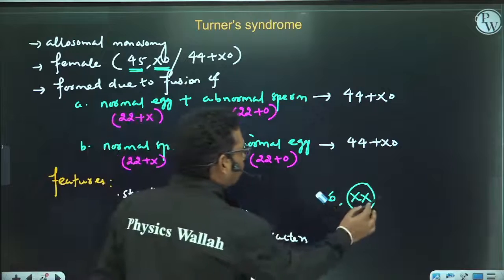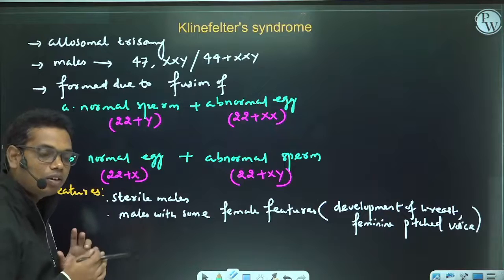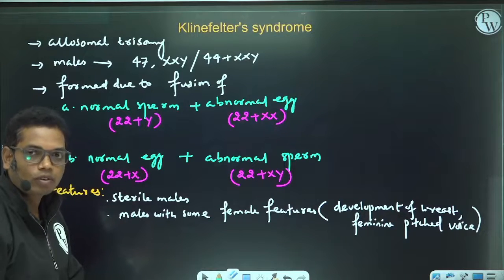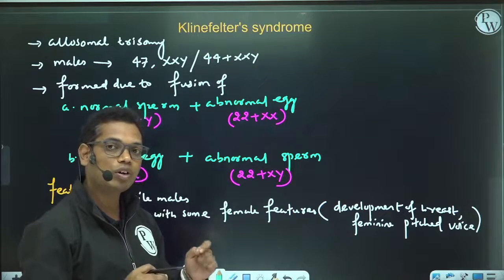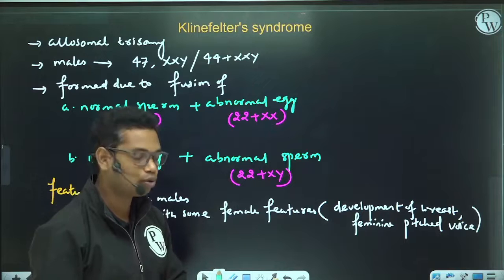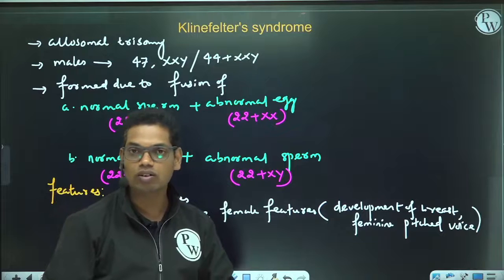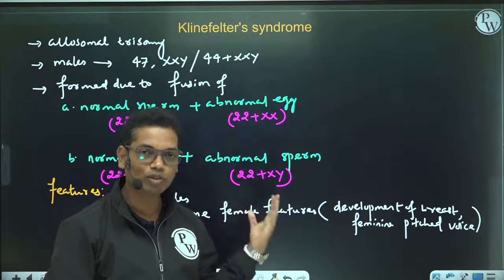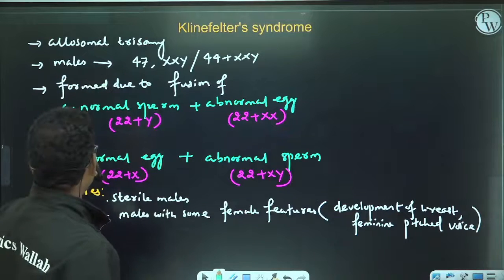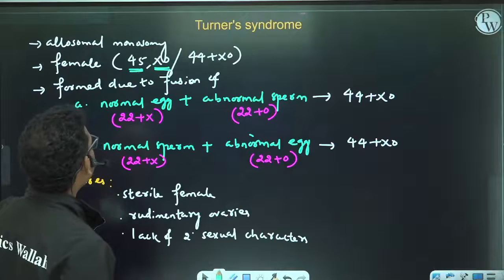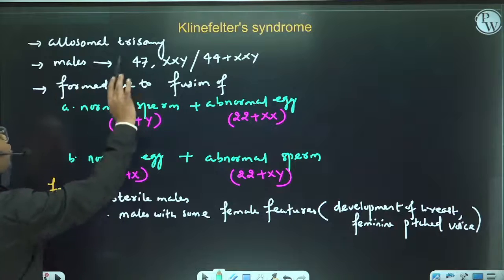Now what about the Klinefelter syndrome? This is also an example of allosomal aneuploidy. Down syndrome is an example of autosomal aneuploidy, because in that case chromosome 21 shows non-disjunction. But in Klinefelter and Turner syndrome, the sex chromosomes show non-disjunction. That is why both these are examples of allosomal aneuploidy. In Turner syndrome, the individual which suffers is female, but in Klinefelter syndrome, it is the male which suffers.